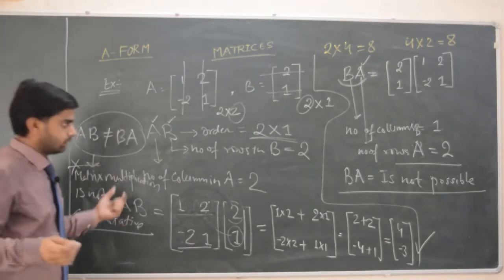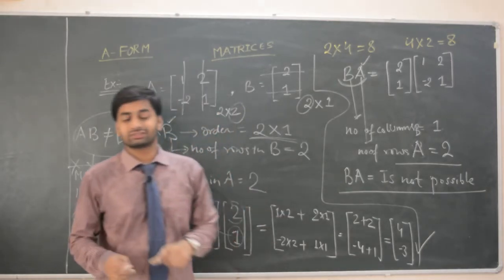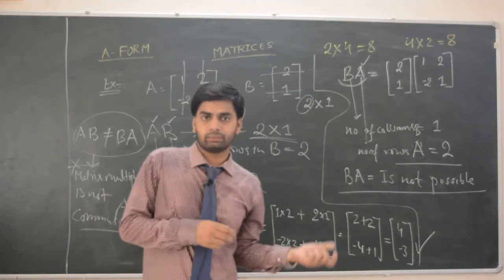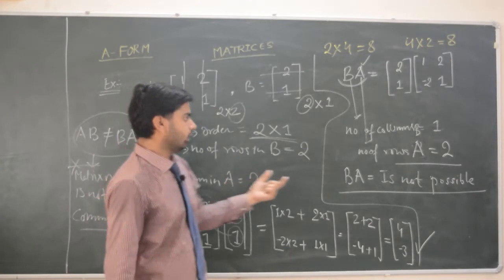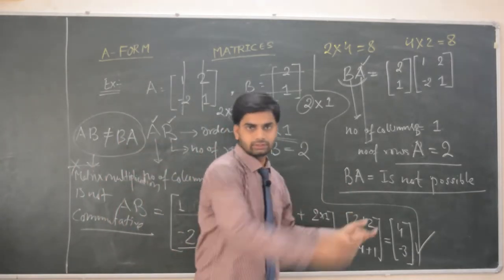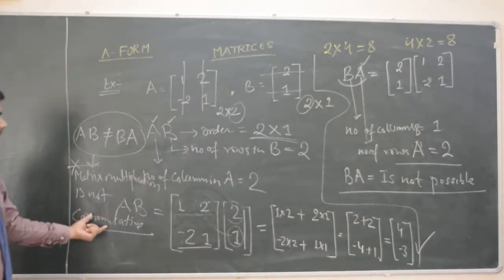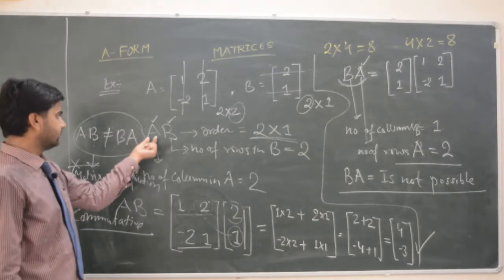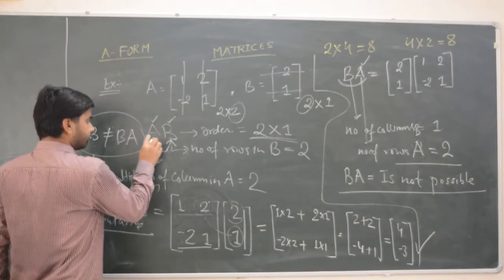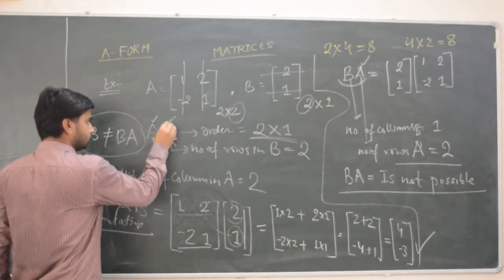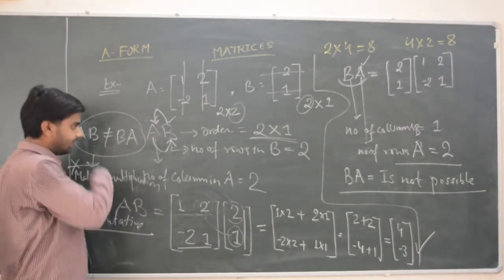So in this problem AB is possible, but BA is not possible. For some cases AB is also possible and BA is also possible, but the value of matrix AB will be some different matrix, and the value of matrix BA will give us some different matrix. This happens because matrix multiplication is not commutative. Commutative means that if we change the positions of the matrices, making the first-position matrix second and the second-position matrix first, that is called commutative.